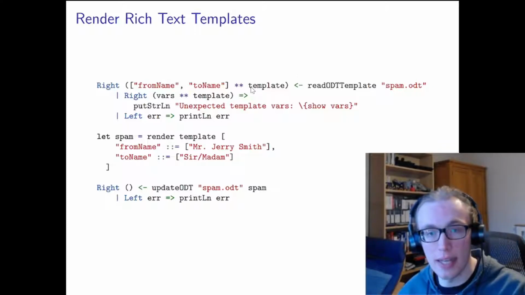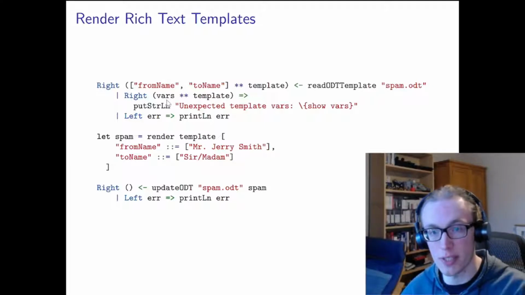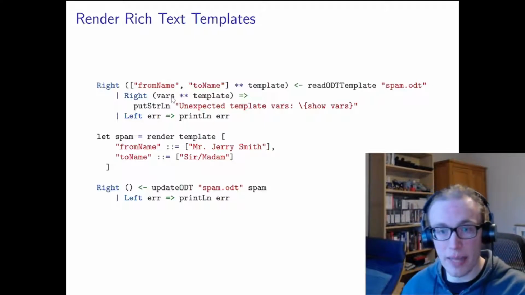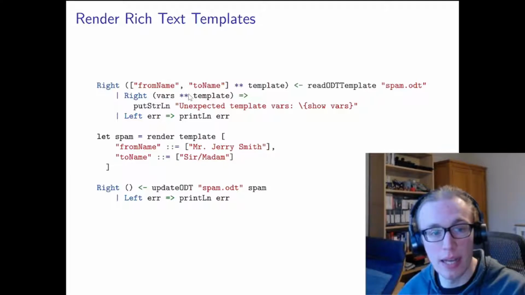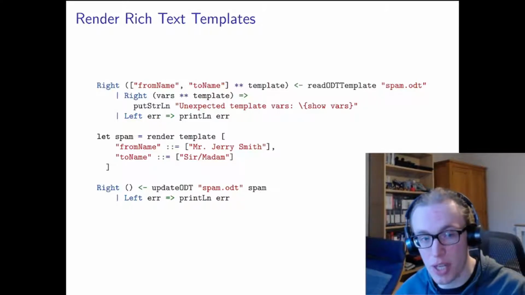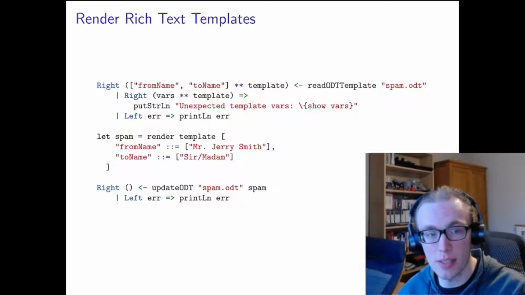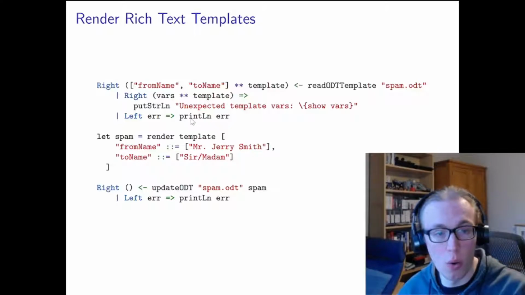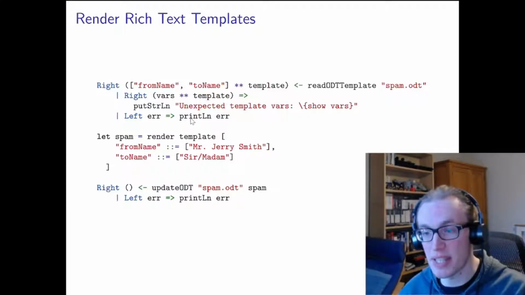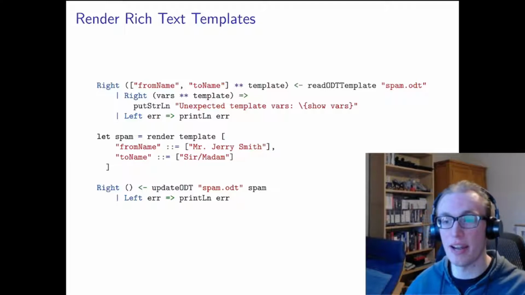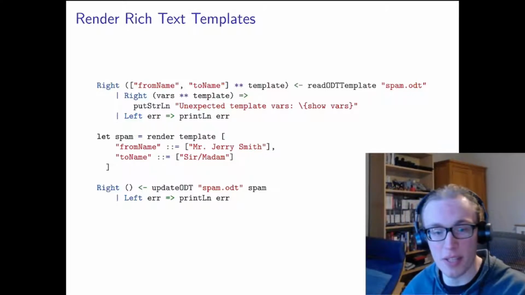So this line here, if our spam.odt file doesn't contain exactly the from name and to name variables, then this pattern here will fail at runtime and we'll instead get this pattern here. While this is a runtime check, it is earlier than most templating systems, which either check the variables at render time, so that would be down here, or they don't check the variables at all. And if you miss out a variable, then you just end up with an output that still has the template variables in, which is less than ideal for most circumstances.